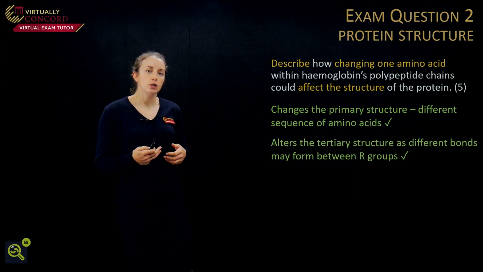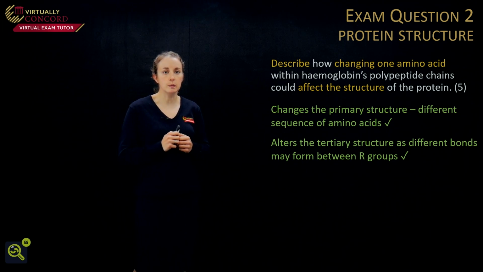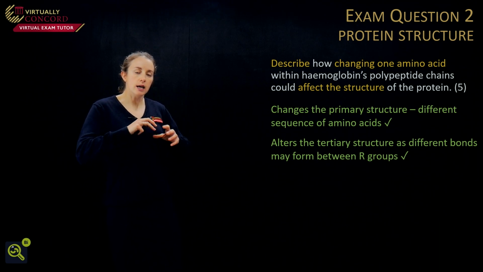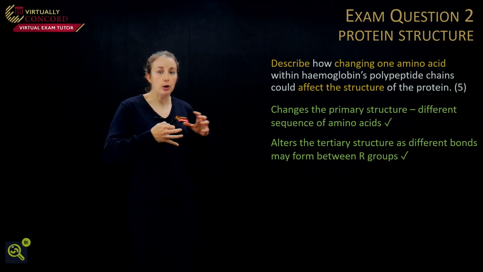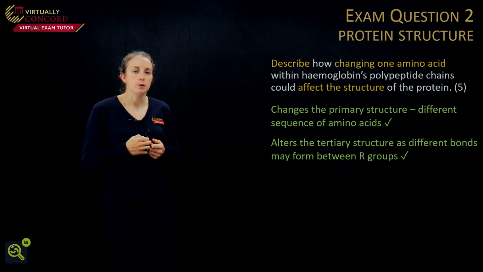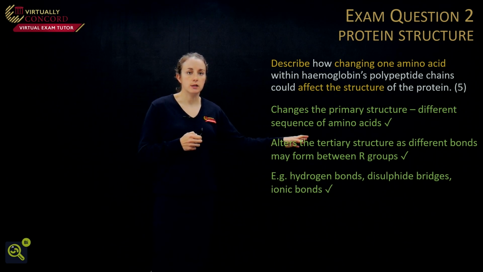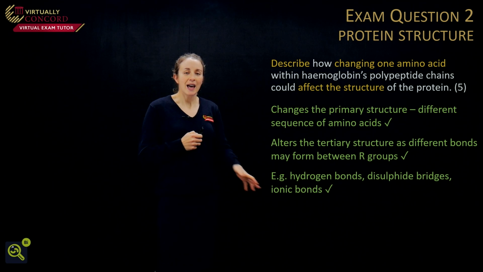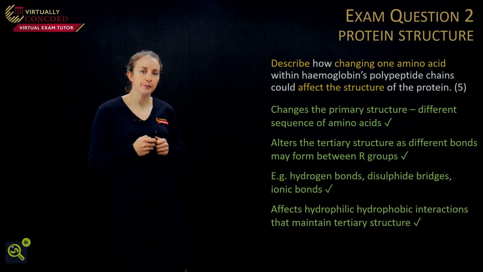And that in turn would alter your tertiary structure because that is due to the bonds that form between the R groups. And those bonds, if they form in slightly different ways, would alter the way that the protein or the polypeptide folds up into a specific 3D shape. You do need to give some examples of those bonds. So they could be hydrogen bonds, disulfide bridges or ionic bonds. And it is definitely good practice to put all 3 into your answer.